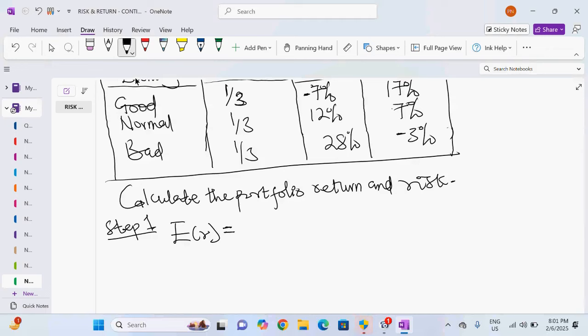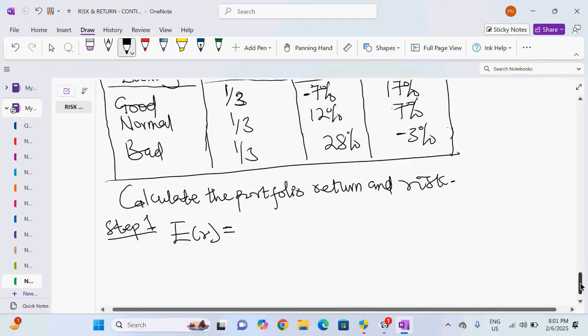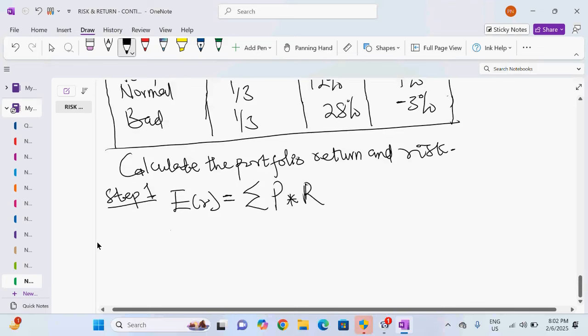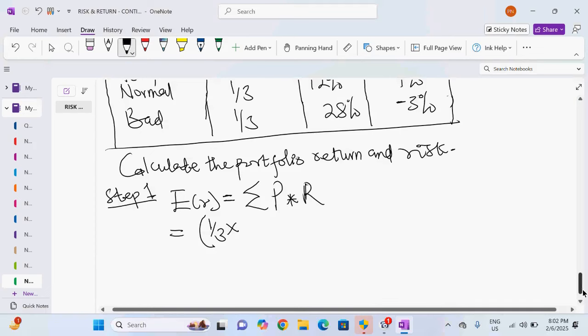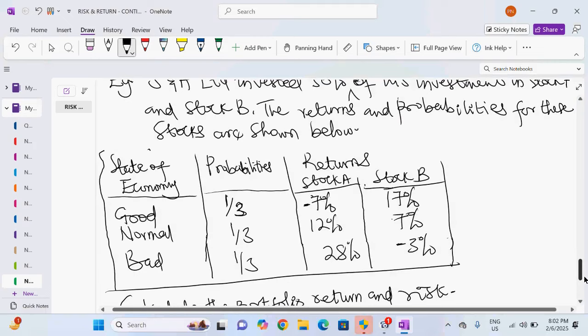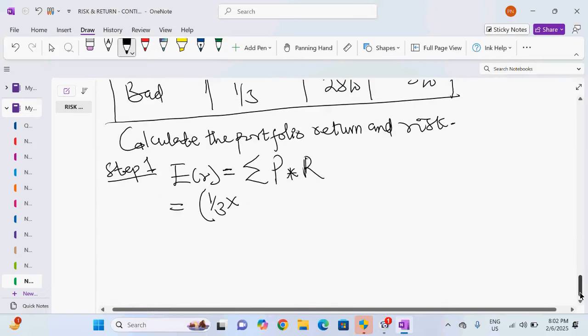So what is the formula for the expected return? Probability times the return, the summation of the probability multiplied by the return, right? What is the probability for good? Probability for good is 1/3 multiplied by the return of good. Let's indicate clearly that we are doing it for stock A.